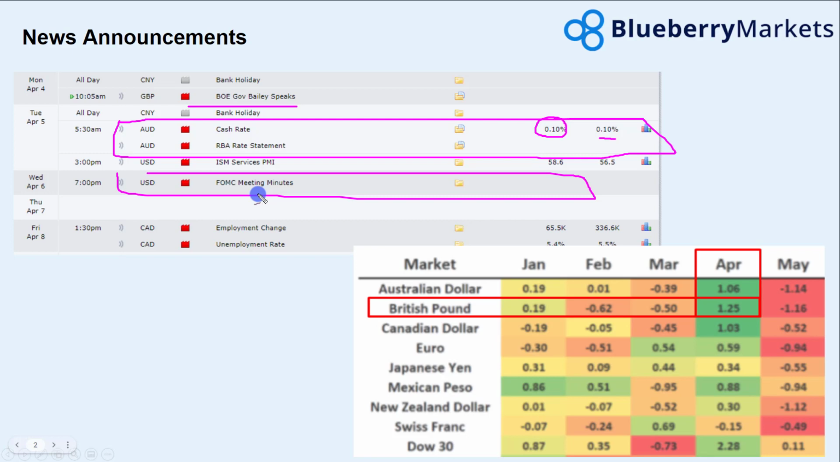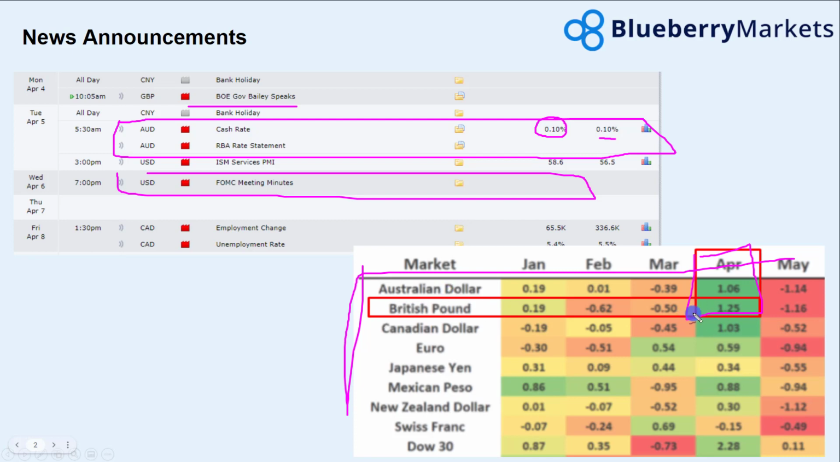more aggressively. Now what I've got down in the right hand corner is just a seasonal heat map, or part of a seasonal heat map. Now you can see here that the pound through April performs pretty well. To be honest, pound, Aussie, CAD all typically perform pretty well through April.